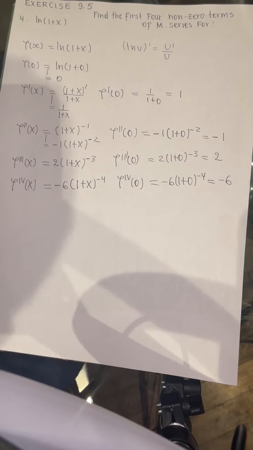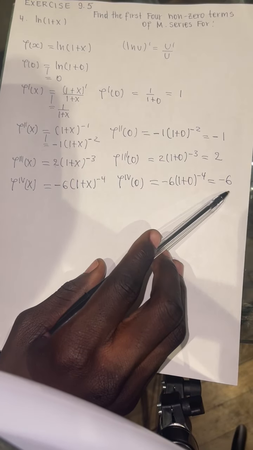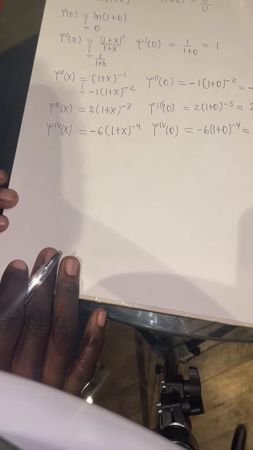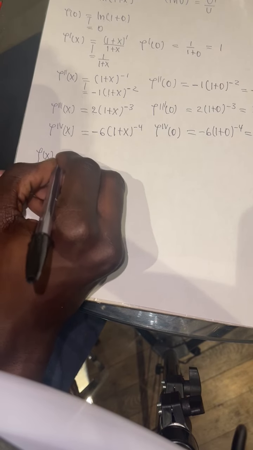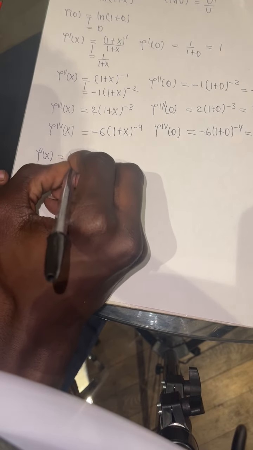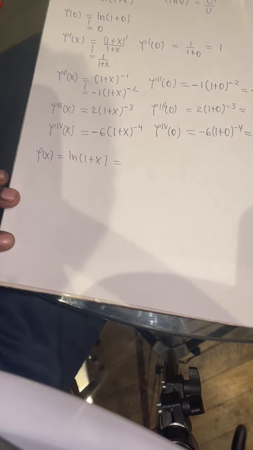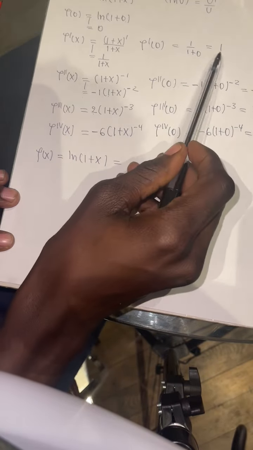So now we have found all the answers. What do we do now? Now we write the Maclaurin series. What will be the Maclaurin series? The Maclaurin series is going to give us f(x). What was that function? It was ln(1 + x). That is our question.